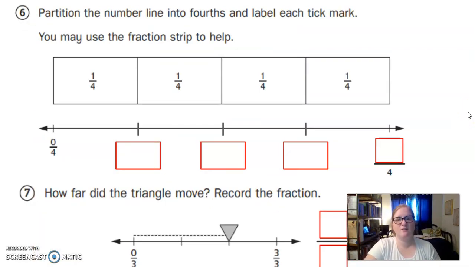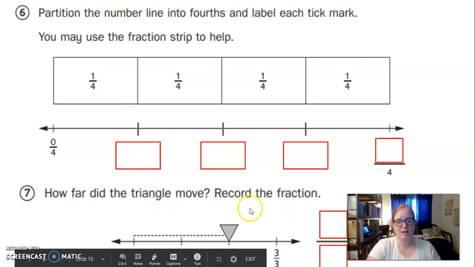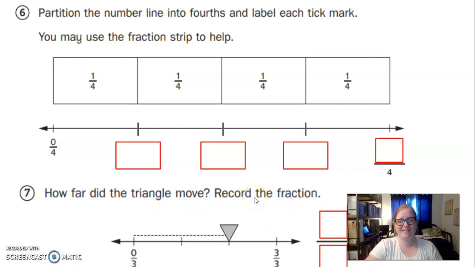Partition the number line into fourths and label each tick mark. So these are already partitioned for you. The lines are there and the boxes are here. All you need to do is fill out the numbers. How far did the triangle move? Record the fraction. So what fraction would this triangle have landed at?